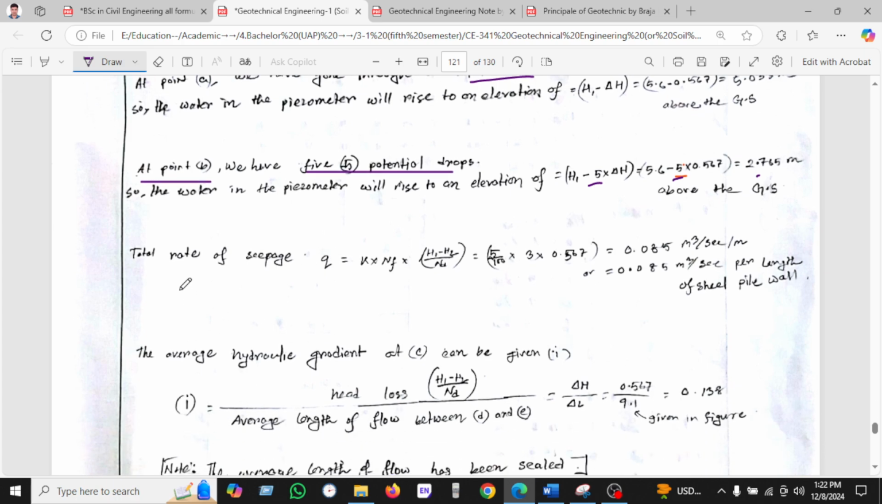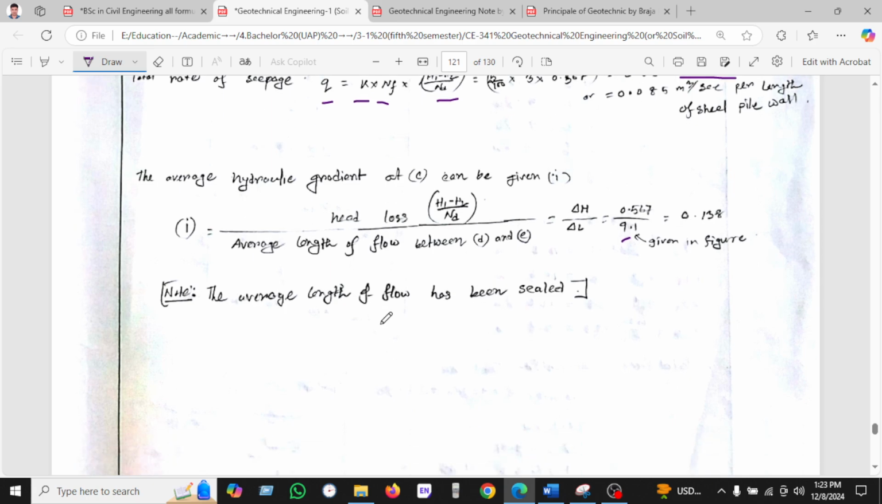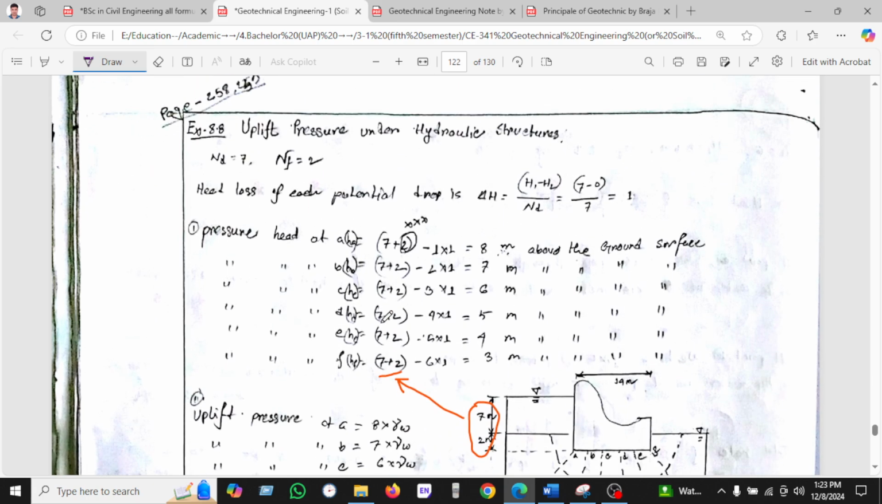And found 2.0. The total rate of flow seepage, we know Q equals K times (H1 minus H2) into NF over ND, and found 0.0825 meter per second per meter. So the average hydraulic gradient at C can be given. We can see the head loss per drop and the average length between D and C, given in the figure, and found 0.13.